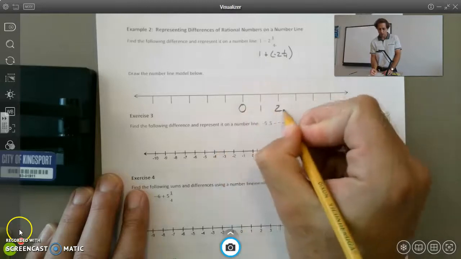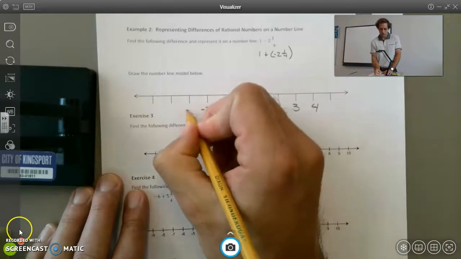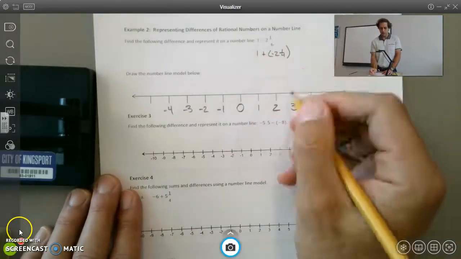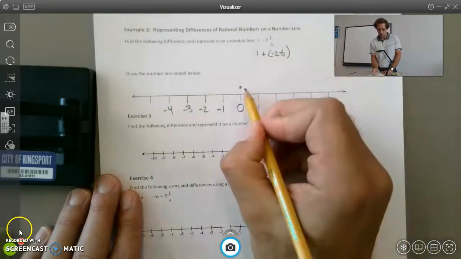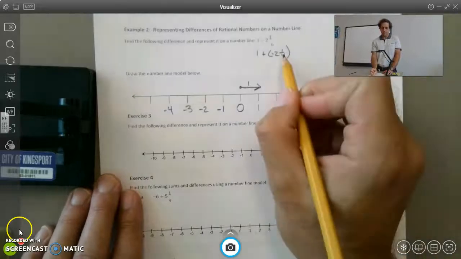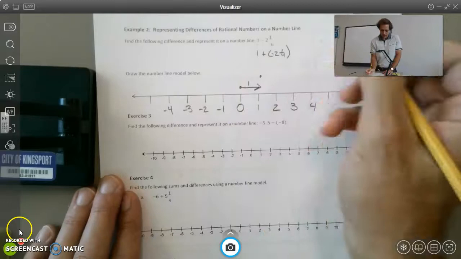So let's just go 0, 1, 2, 3, 4, negative 1, negative 2, negative 3, negative 4. Okay, the first vector is a 1, so it is 1 space to the right. The second vector is negative 2 1/4. So here I'm going to model this differently.